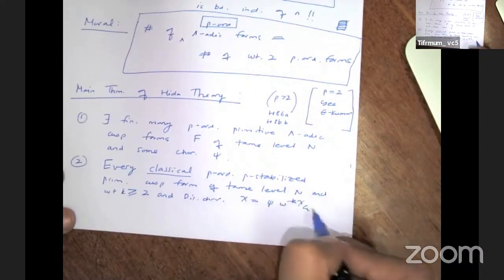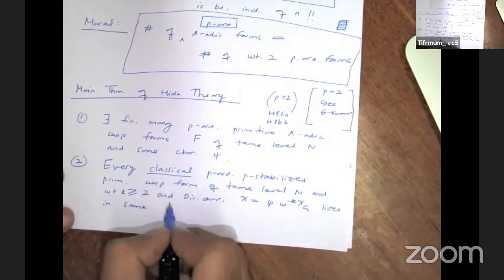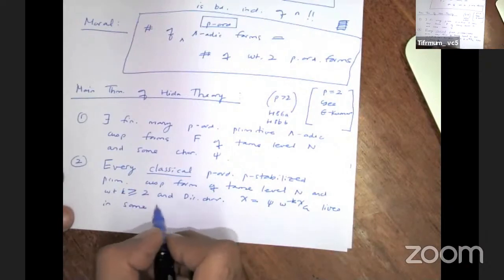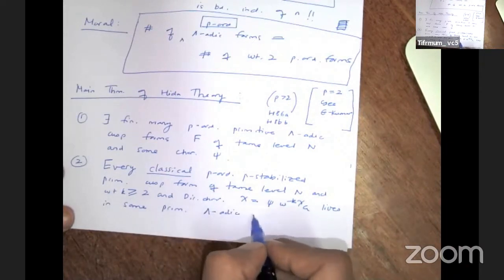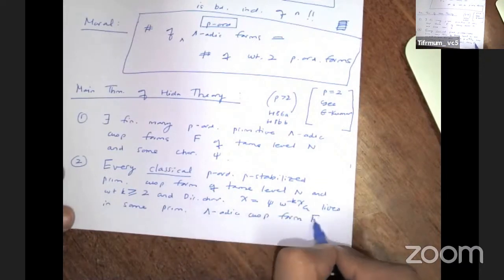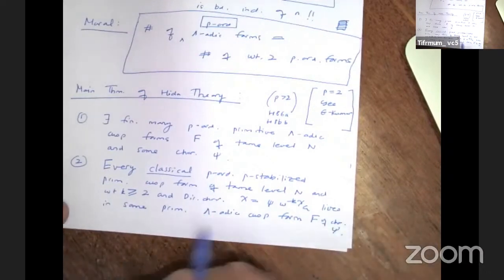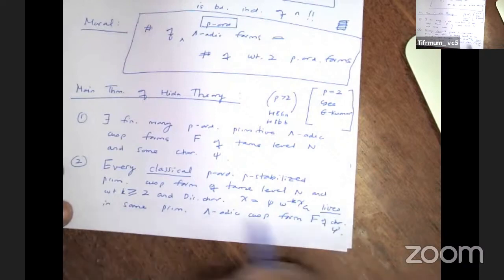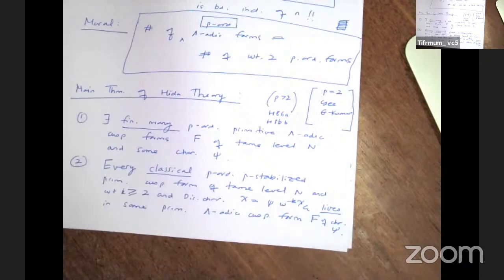chi, this is a decomposition of an arbitrary character into its tame and wild parts. Chi zeta lives in some family, a primitive Lambda-adic form of character psi. Okay, it's a specialization. So every classical form lives in some family, in some Lambda-adic form. Okay, so this is the second thing.